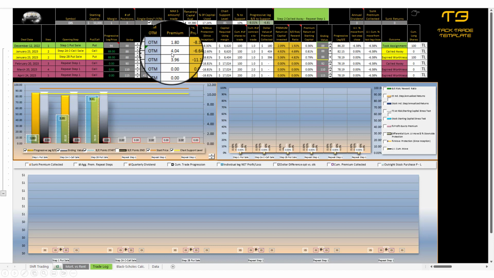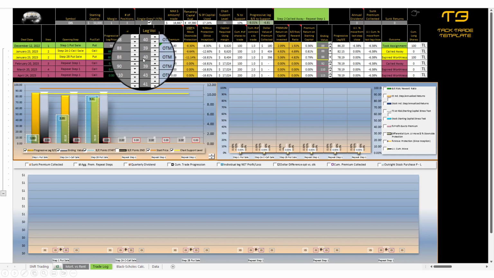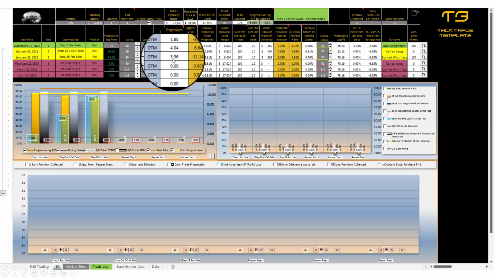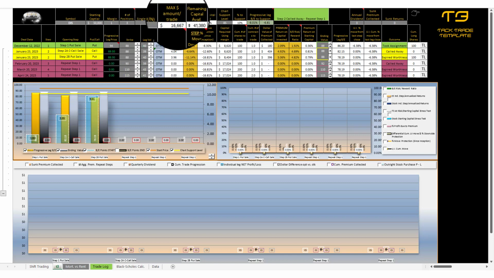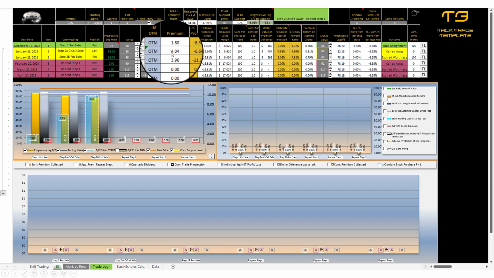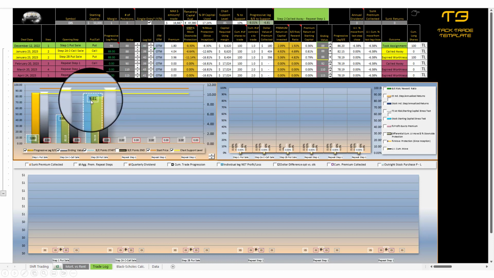So on the 2A call sale, with a 39 implied volatility, we're bringing in $4.04 in premium. And on the 2B put sale, with a 40 implied volatility, we're bringing in $3.96 in premium. If you add those two together, you come up with exactly $8. 404 plus 396 makes 8. And if you add the $1.80 from step 1 that we collected, you have a value of $9.80 or $9.81, since this application is rounded up. That is the premium that you have collected, and that is how far away you are from your break even.